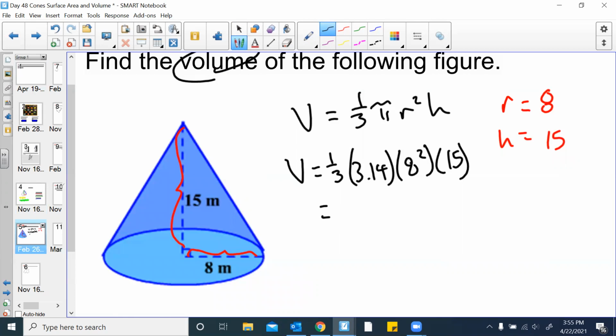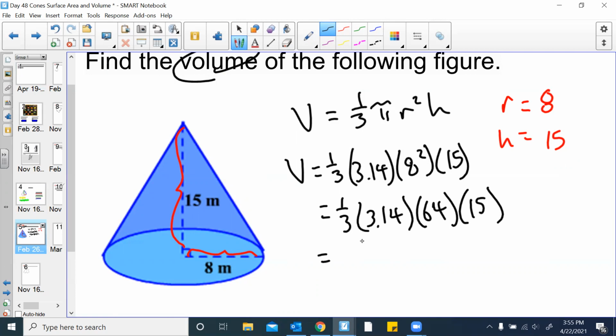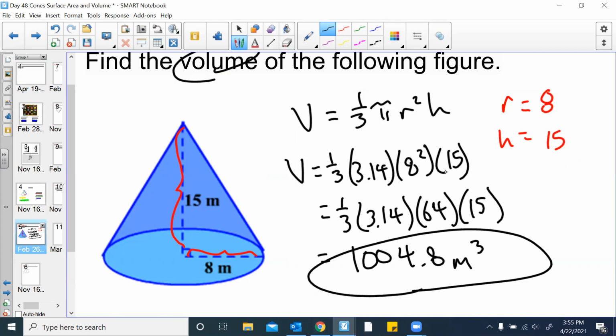So we have 64 times 15, and you literally just write this in Desmos as is. I'm doing it on my personal calculator because it's a little bit faster for me. And we will get 1004.8 meters cubed, because we're looking for volume.